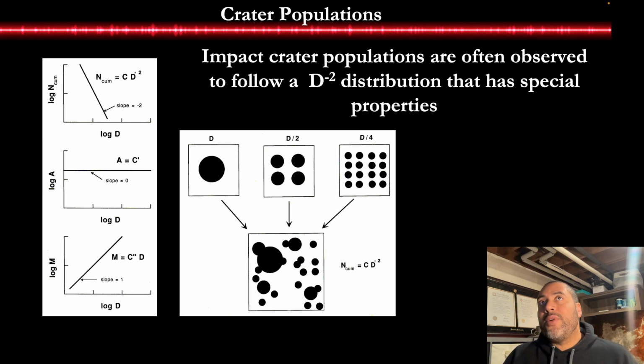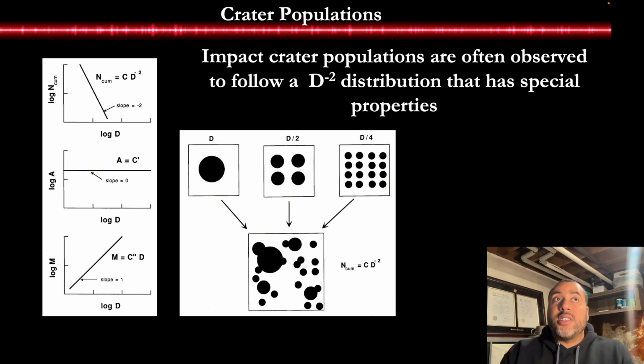As an example of what the D^-2 distribution means, on the bottom plot I show that if you have a crater of diameter D, then on that same surface you have 4 craters of diameter D divided by 2, or 16 craters of diameter D divided by 4, and so on and so forth. Ultimately, these are added onto a surface, and you can see in that bottom plot that this is what we're seeing on several surfaces across planetary bodies, and in particular the Moon.